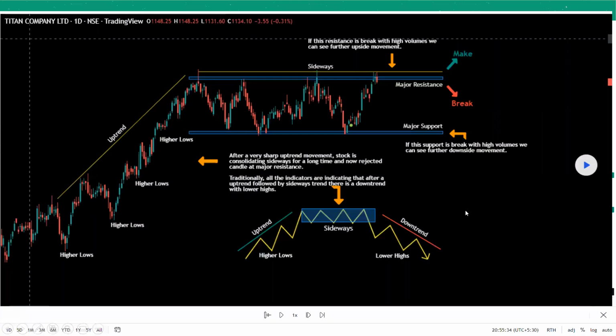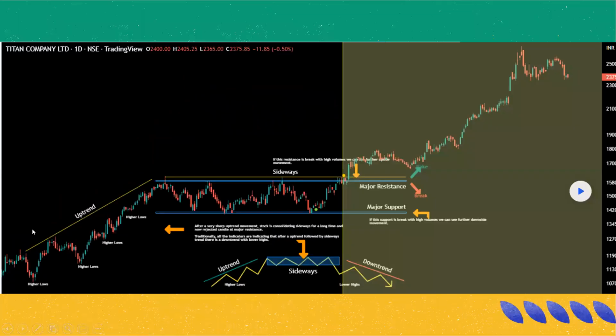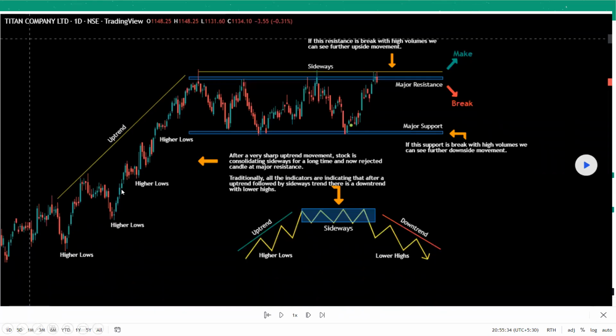So let us see. This is the daily chart of Titan. As you see, now we discuss a series of uptrend, higher highs. Similarly, you can see on this daily chart, you are getting higher lows, higher lows, higher lows. So this is a case of uptrend. It's the best time to invest when the stock is in an uptrend.